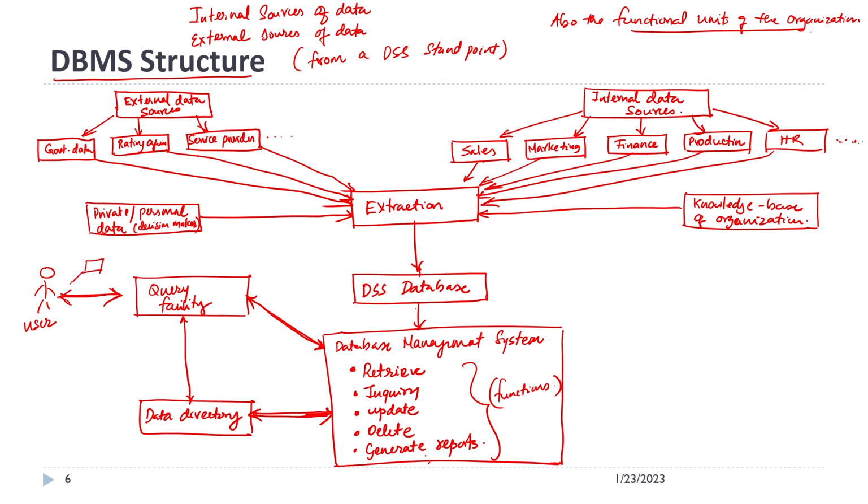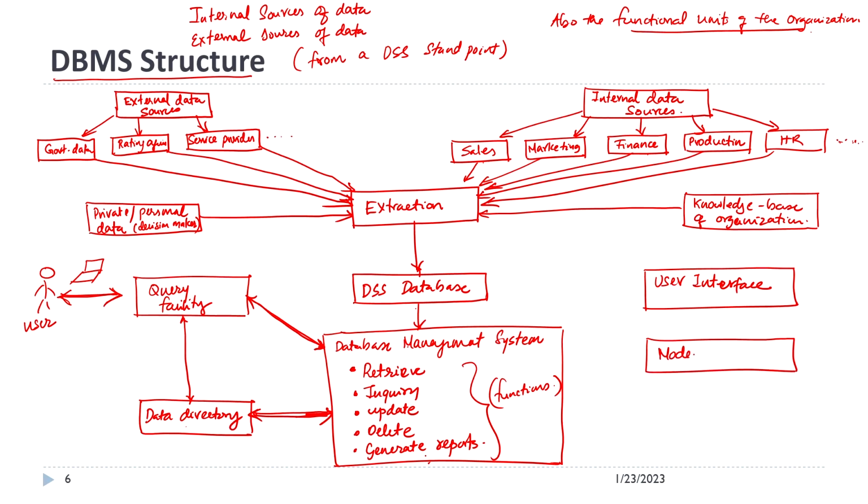So, the user interacts with the DBMS, whatever the input and output, etc. The person has a computer. That computer provides what we call a query facility, and the query facility uses the DBMS and the data directory to give you information, whatever it is. There is also something else which should be thought about here, right. You have other major components: user interface, then model base management, and then knowledge base management.